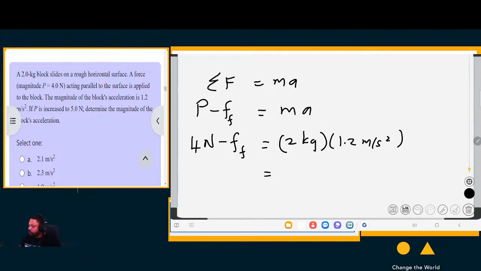If we make the force of friction the subject of the formula, we take it over to the right hand side, it becomes positive force of friction. And then of course this whole product goes over to the left hand side. This is in Newton, so it will be 4 newtons minus 2 times 1.2, which in this case is 2.4 newtons. So the force of friction is equal to 4 minus 2.4, which is 1.6 newtons.